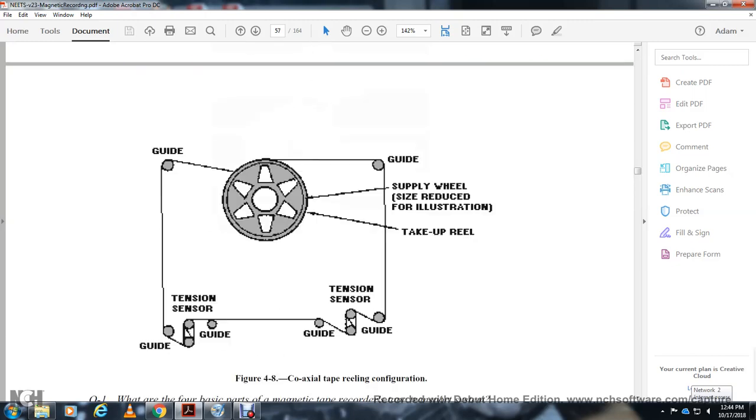Tension guide, supply reel, with the size reduced for illustration, and take-up reel.